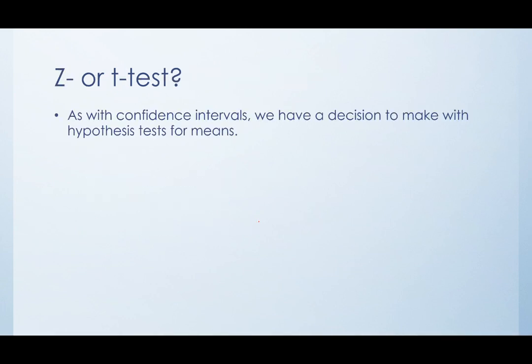So now I'm going to repeat myself because this is really important, right? This honestly is about the only thing you might seriously mess up on your hypothesis tests, right? So same thing as we had with confidence intervals, we have a decision to make when we know we're working with means. Do we use a z-test or do we use a t-test, right? A z-hypothesis test for means or a t-hypothesis test for means.